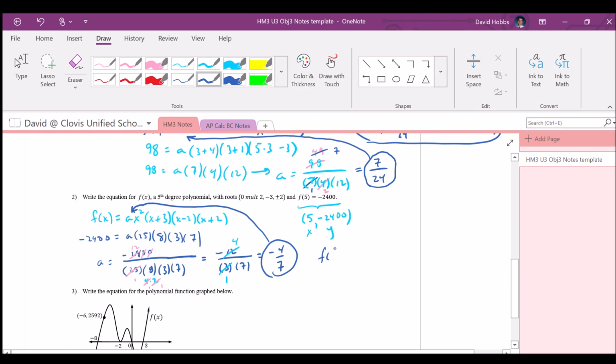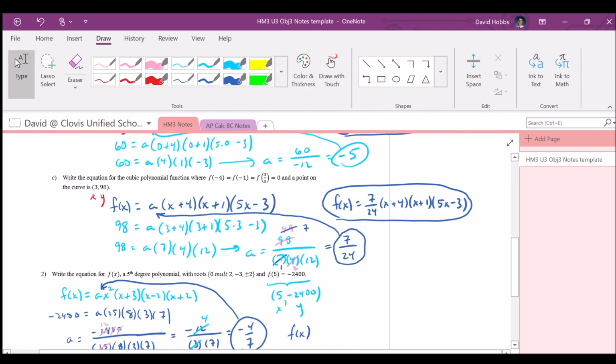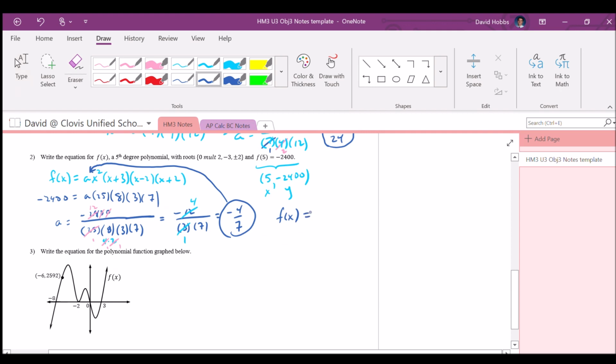So f of x is equal to negative 4/7 times, I don't need parentheses yet. If there is a GCF, you want the GCF out in front with the a value. Negative 4/7 times x squared times x plus 3 times x minus 2 times x plus 2, or you could write it as x squared minus 4.